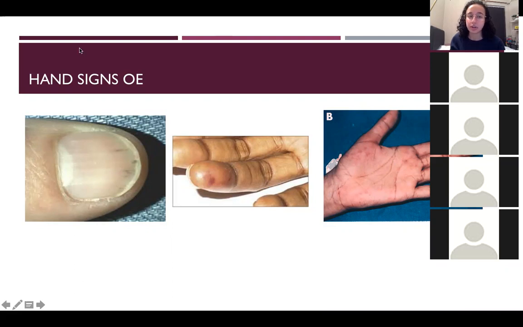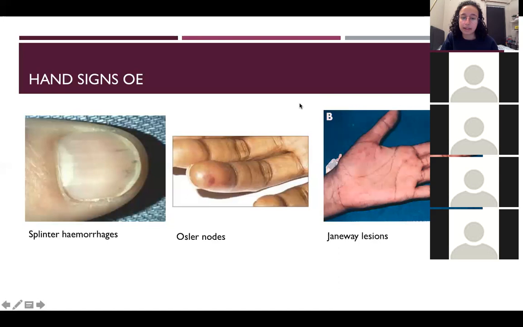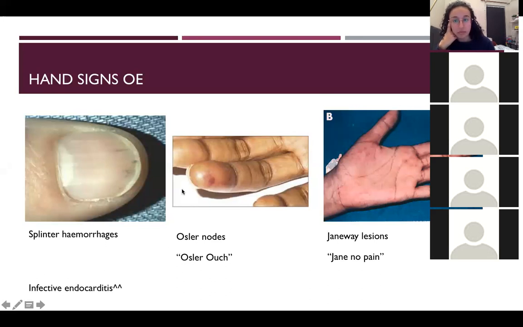Out of Janeway lesions and the Osler nodes, do you know which ones are painful? Because that's a good differentiator. Yeah, well done. Osler nodes are painful. The way I tend to remember it is Osler ouch and Jane no pain. I've got quite a few mnemonics, you don't have to remember them or use them, but I find them really helpful. It's kind of misleading, you'd think that Jane would be pain, but no, it's Janeway lesions, no pain. And they are all signs of infective endocarditis.